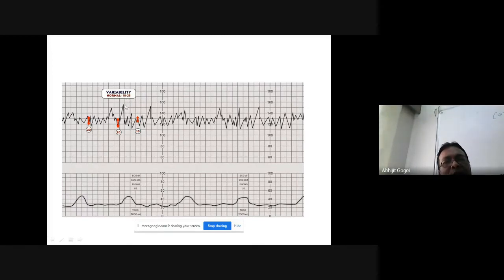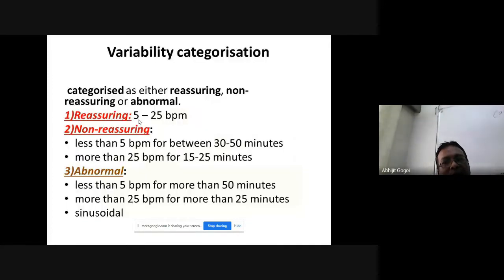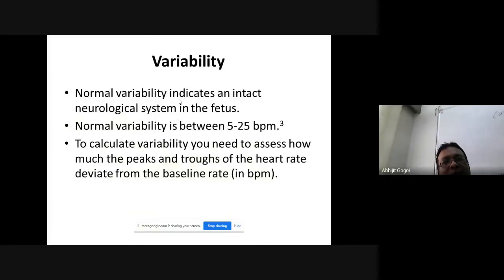So there should be some variability. Normal is 10 to 25, it should be more than 10, you can say. It's 150, then it goes to 140, 130, 120. So it will fluctuate, and that fluctuation we call variability. Normally it should jump from high to low or low to high like that, as long as it is within the limit, more than 110 and less than 160, it is normal. Normal variability indicates an intact neurological system. It should be between 5 to 25 beats per minute.